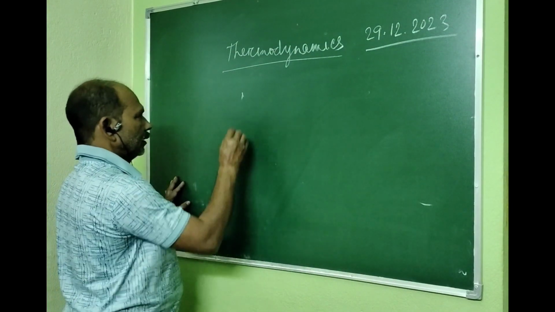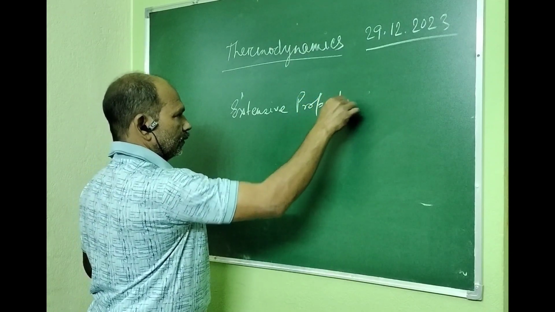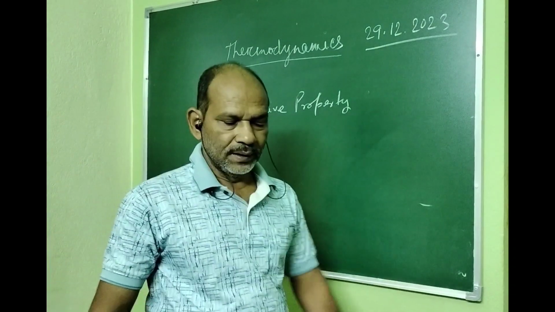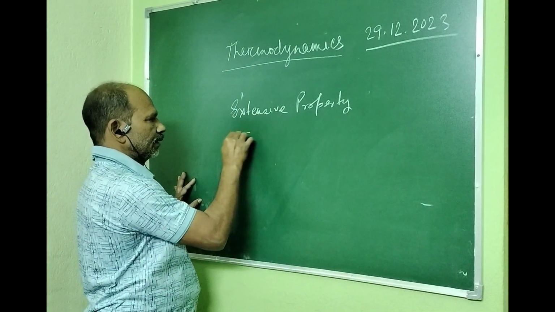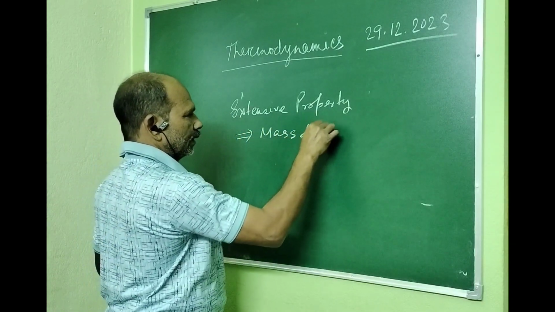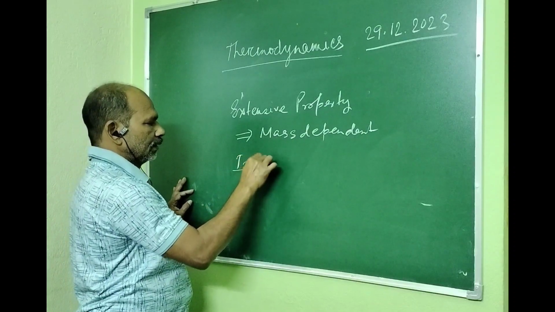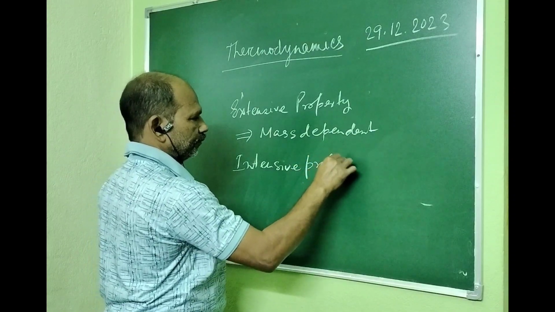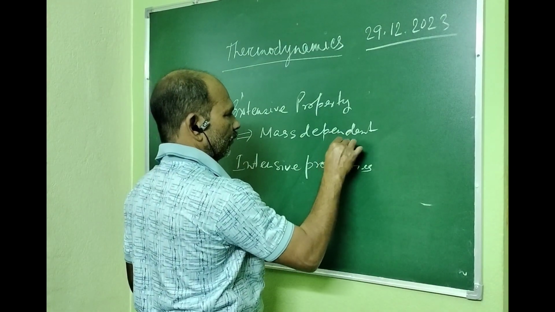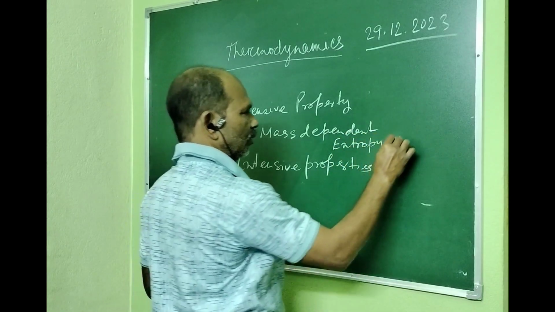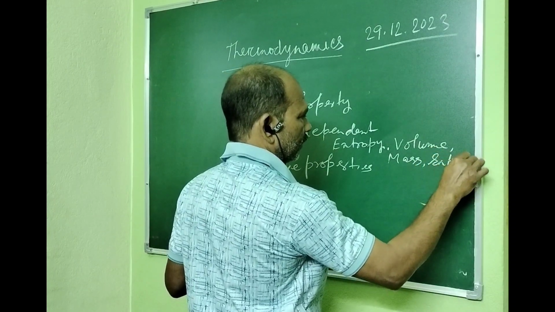Now we will discuss extensive property and intensive property. So what are extensive properties? The mass dependent properties are called extensive properties, and mass independent properties are called intensive properties. Examples of extensive properties are entropy, volume, mass, enthalpy, etc.